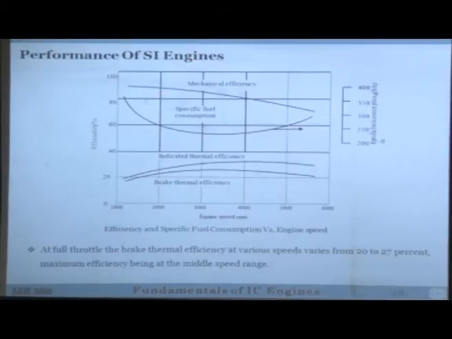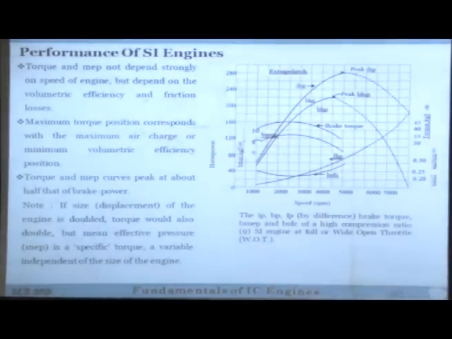It can range from 90% to 70%, up to 75%. Okay, so at full throttle, the brake thermal efficiency at various speeds can range from 20 to 27%, and you have maximum efficiency at mid speed. So this is the performance of a SI engine.